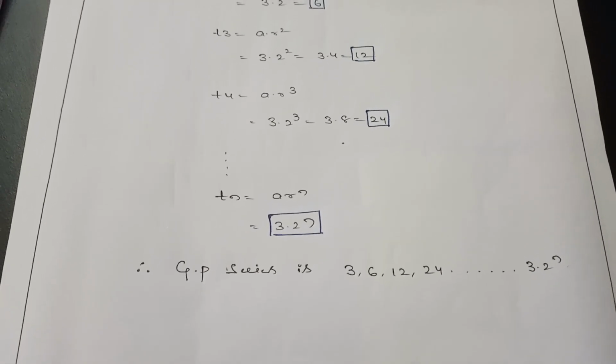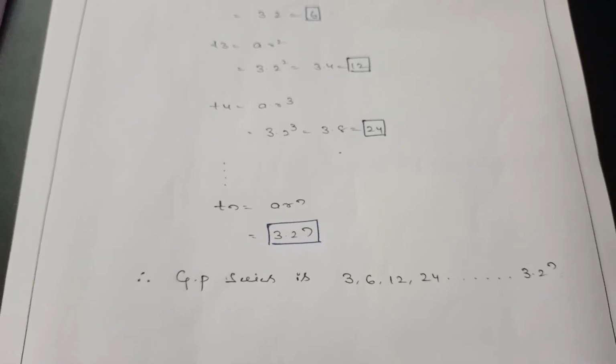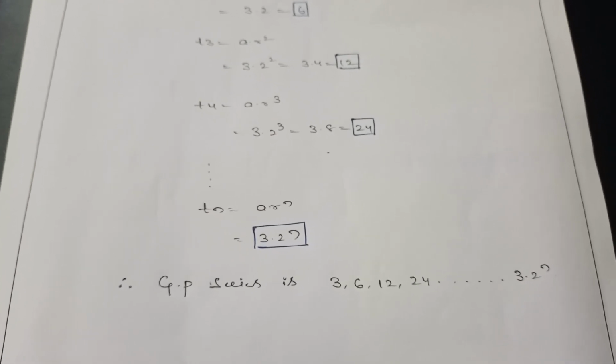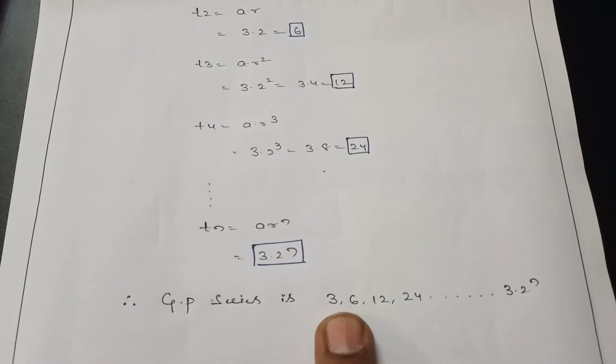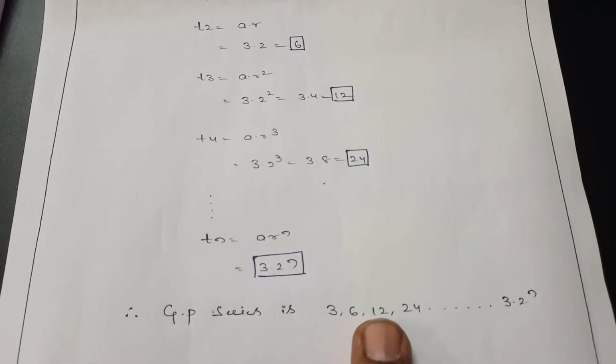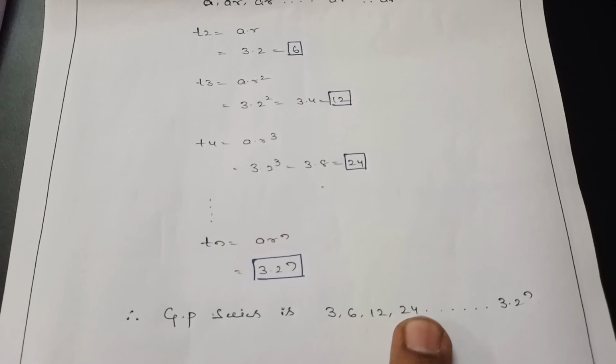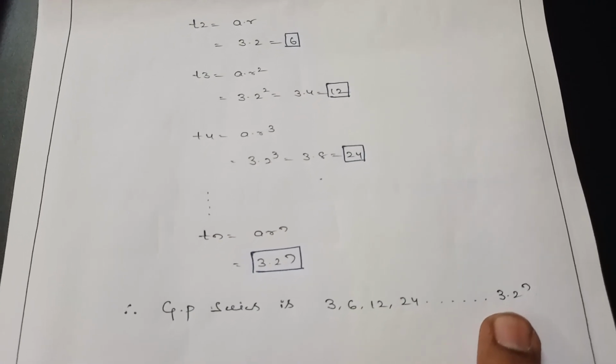They are asking to find the GP series, right? So substitute all the values. 3, 6, 12, 24: 3 is the first term, that is given in the question, 6 we solved here as the second term, 12 is the third term, 24 is the fourth term, and so on. This is the nth term.